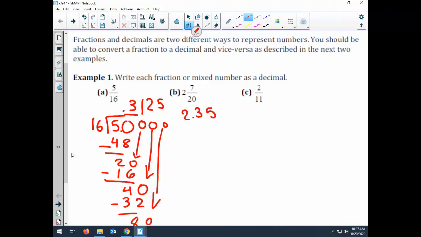Same thing with C. We can use a calculator or do long division. So I already did an example of long division, and that's middle school. So 0.18 repeating. So remember, the bar across the top shows that the pattern repeats.